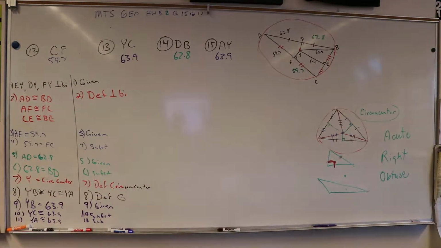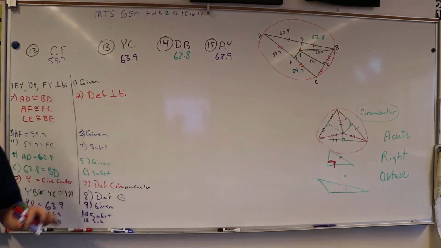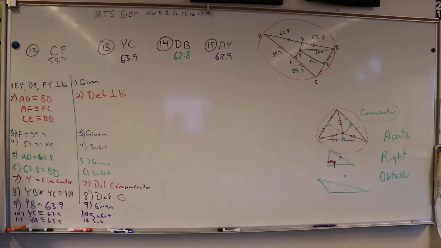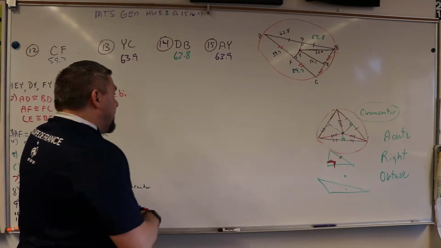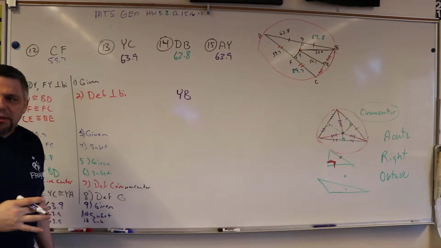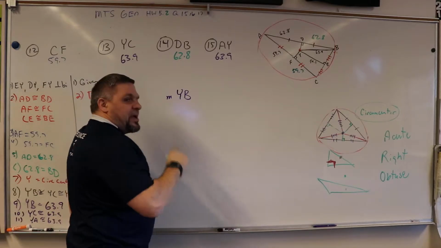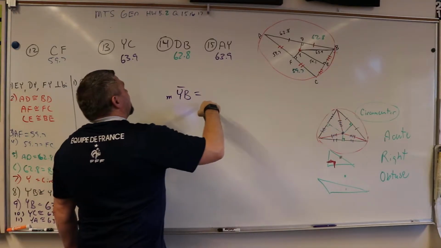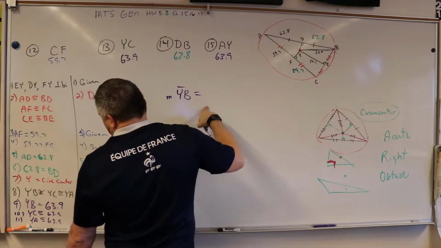But would YB be congruent to 63.9 or is it equal? Say again? Is YB congruent or equal? That's a great question. I'm going to go over that. Technically, we would have to put in extra steps. The question is, is YB equal or is it congruent? Technically, you have to say the measure of YB is equal to, what was it equal to?